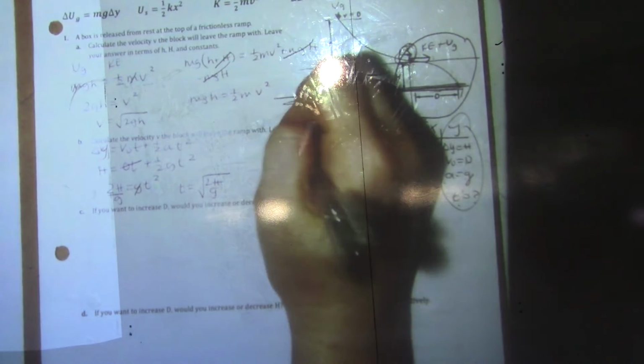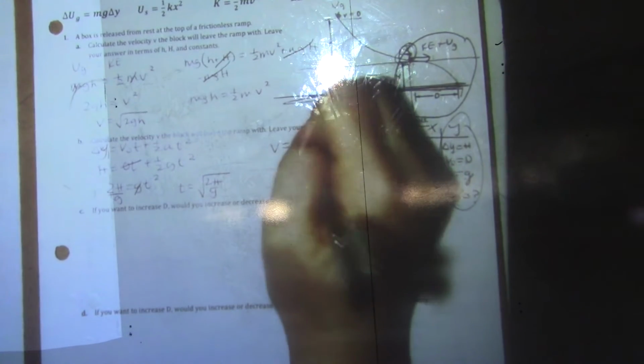To get t by itself, I'm going to multiply this t up. Now I'm going to divide by g, and lastly I'm going to take the square root, so time is the square root of 2 capital H over g. And then the velocity would be v equals d over t. d is literally distance d, and time is what we just calculated it to be.